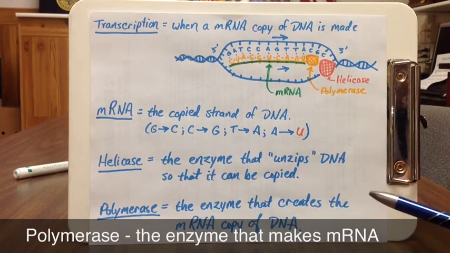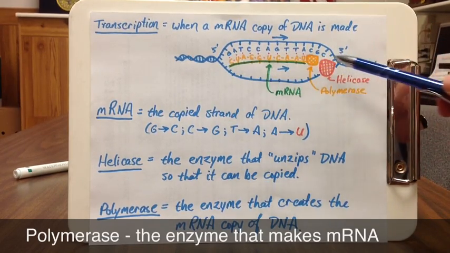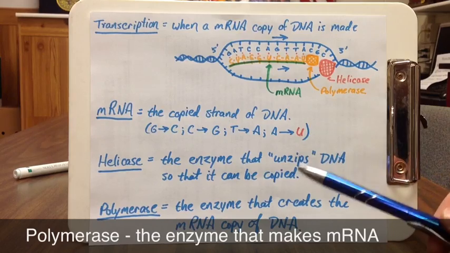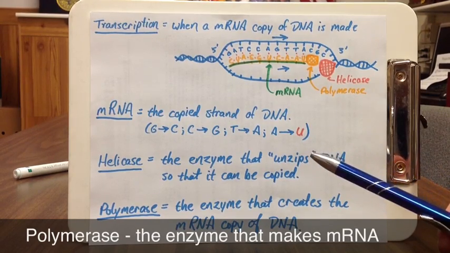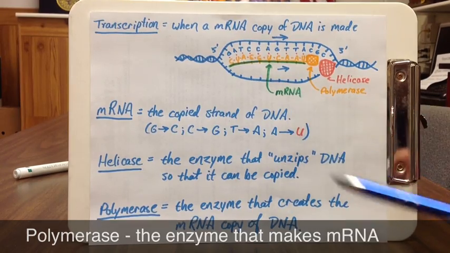Polymerase, shown here in orange, is what is creating the green mRNA copy strand. So polymerase, in a sense, is just a copy machine for DNA. And the copy that polymerase makes is mRNA.